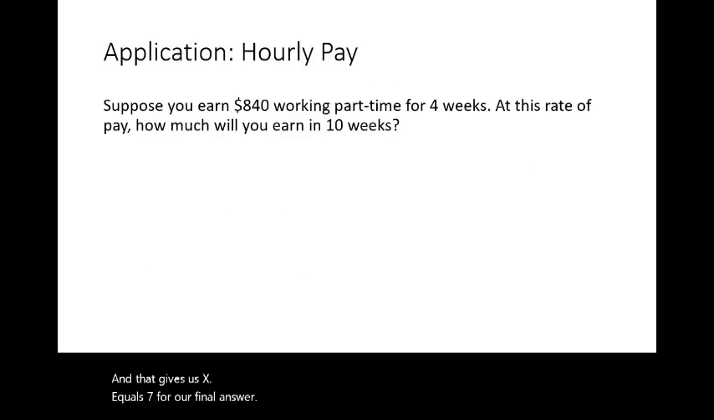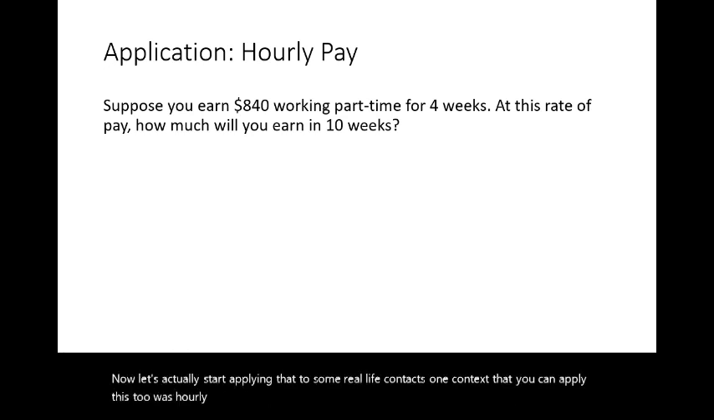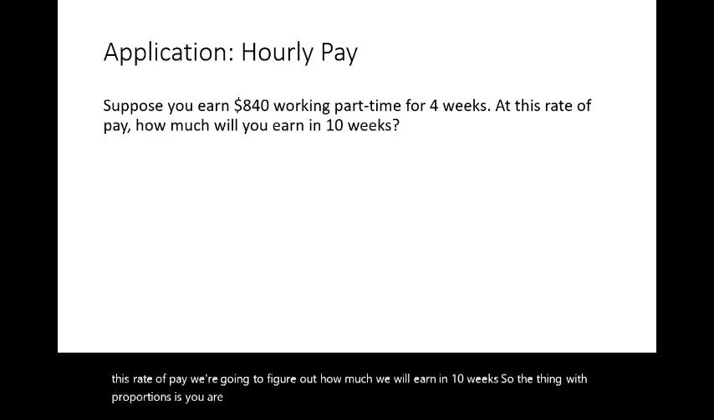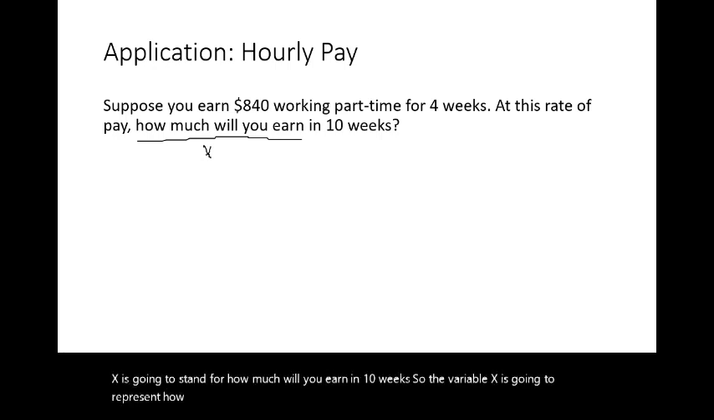Now let's actually start applying that to some real life context. One context that you can apply this to is hourly pay. So let's suppose that you earn $840 working part-time for 4 weeks. At this rate of pay, we're going to figure out how much we will earn in 10 weeks. So the thing with proportions is you are given two ratios and one part of one of the ratios is going to be unknown. So you need to figure out what the variable x is going to stand for. How much will you earn in 10 weeks? So the variable x is going to represent how much money we will earn in 10 weeks.